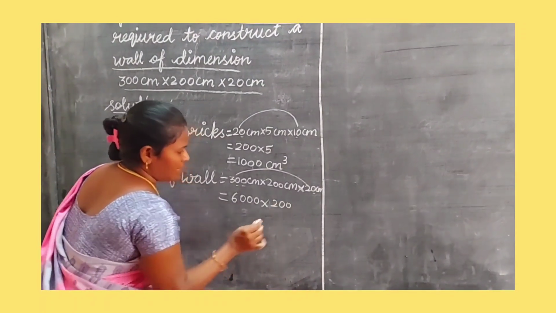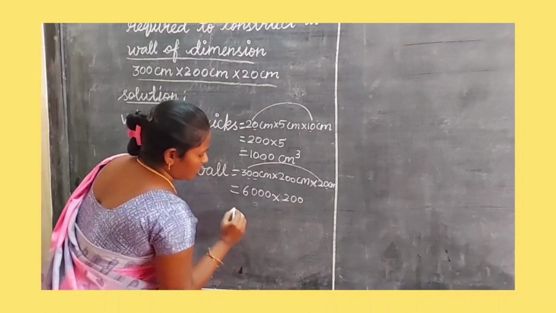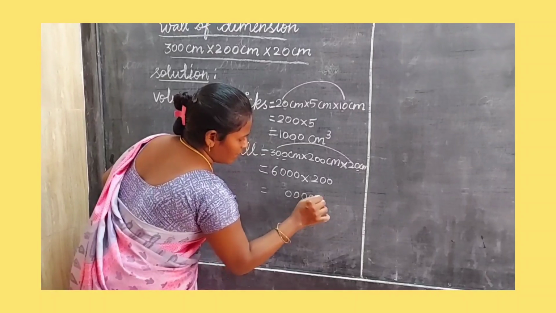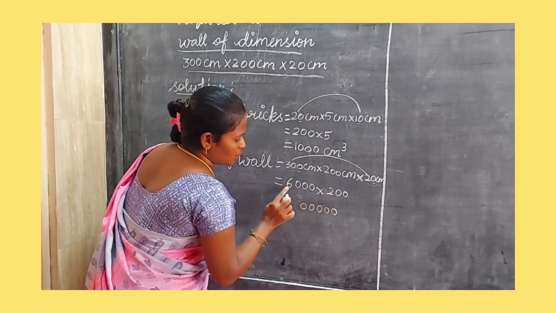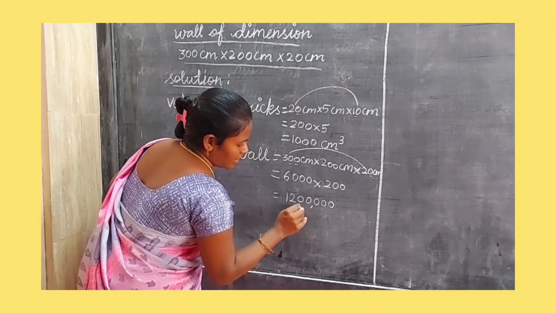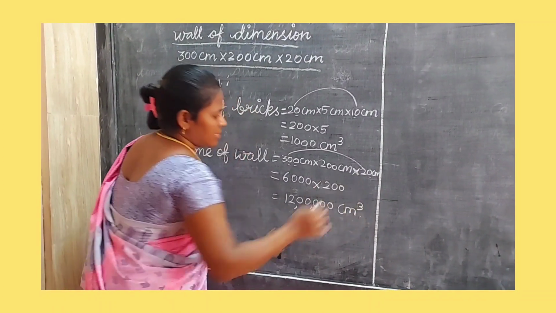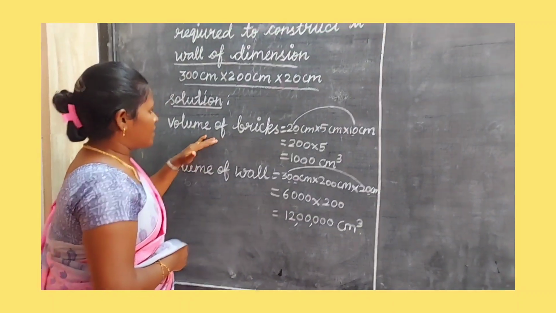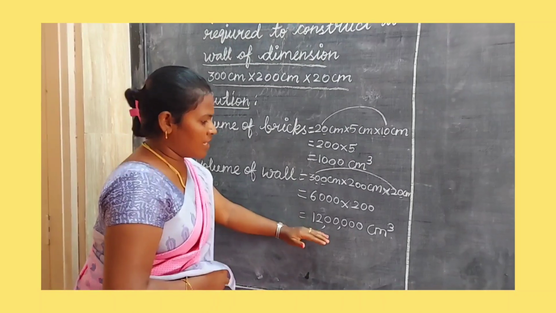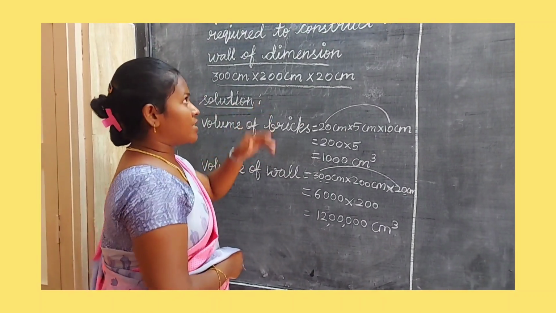Now multiply the value: 1, 2, 3, 4, 5 zeros. So we write 5 0. 5 0, 2 6s are 12. So the value is 12 lakhs, 12 lakhs centimeter cube. Children, we have to find first the volume of bricks value. Next the volume of wall value we have to find. Now we have to find the number of bricks value.